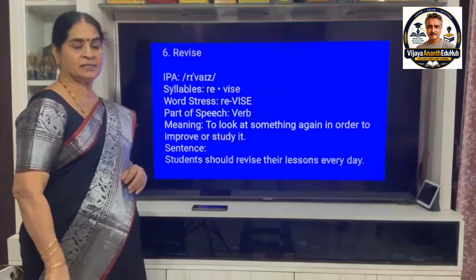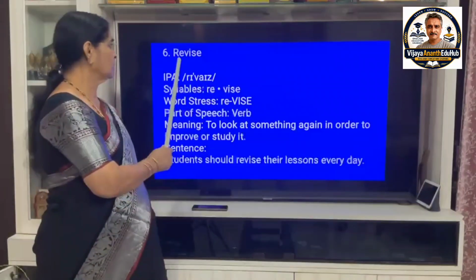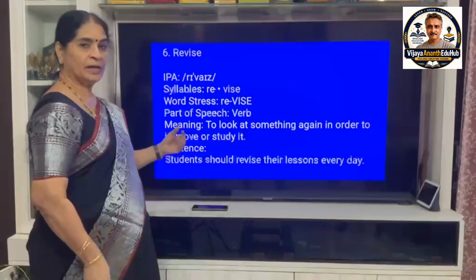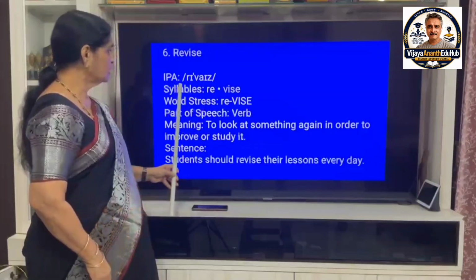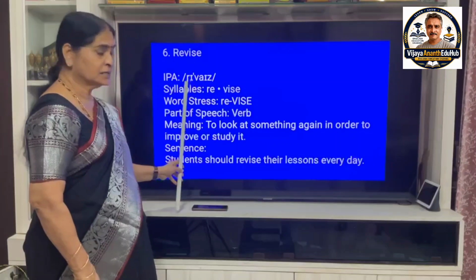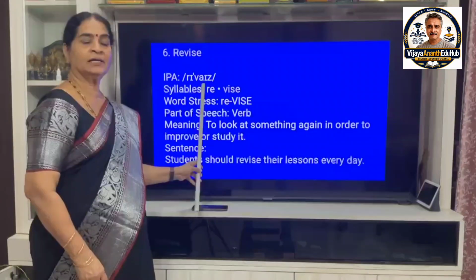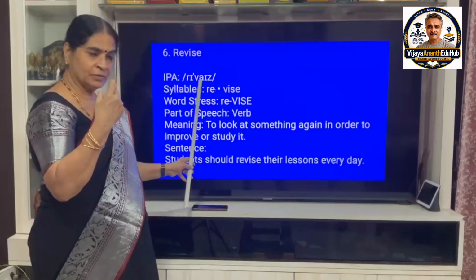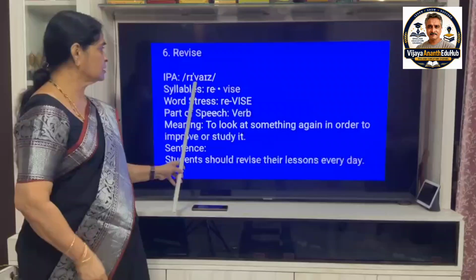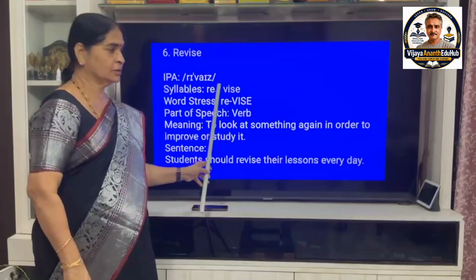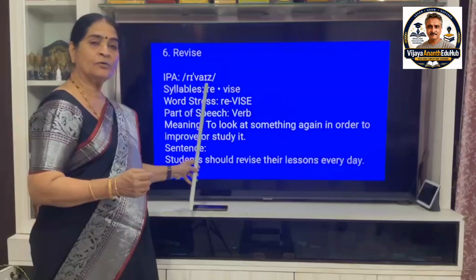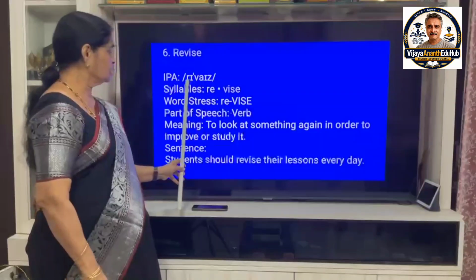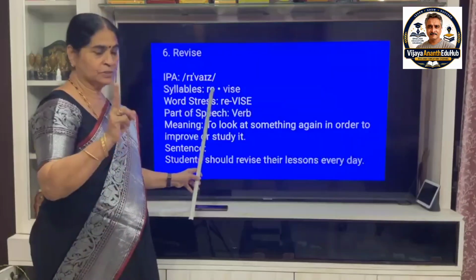Next one, revise. Here the root is VIS. It has become revise. It's a diphthong, two vowel sounds are mixed. It glides from one vowel to another vowel. Slowly, revise. But as per the count of sounds, it will be counted as one vowel sound. So revise, 2 syllables.